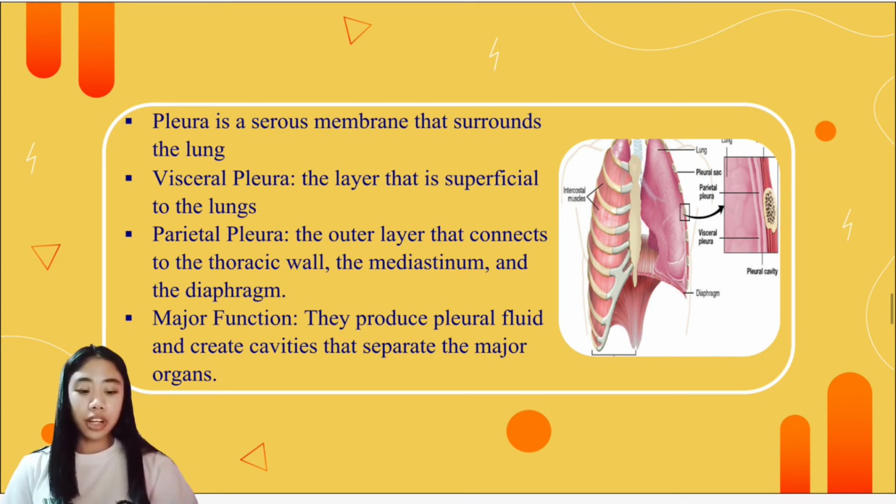This adhesive characteristic of the pleural fluid causes the lungs to enlarge when the thoracic wall expands during ventilation, allowing the lungs to fill with air. The pleurae also create a division between major organs that prevents interference due to the movement of the organs while preventing the spread of infection.